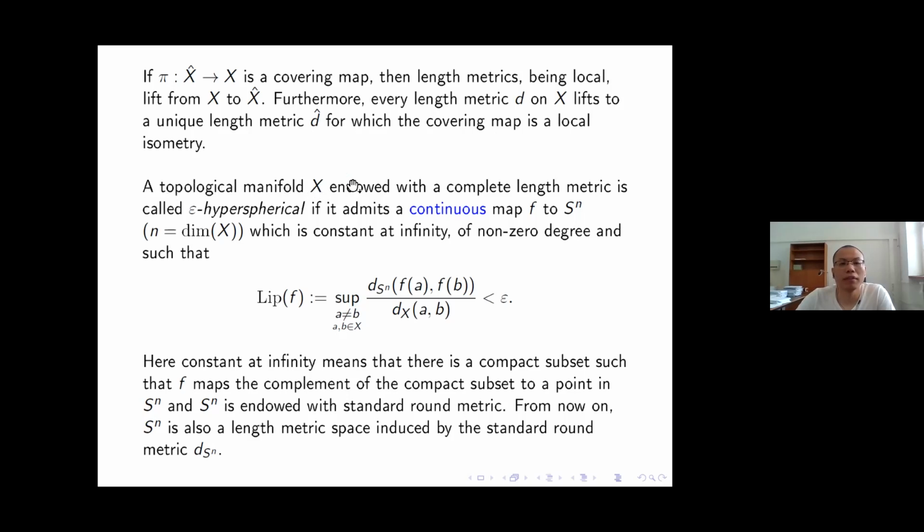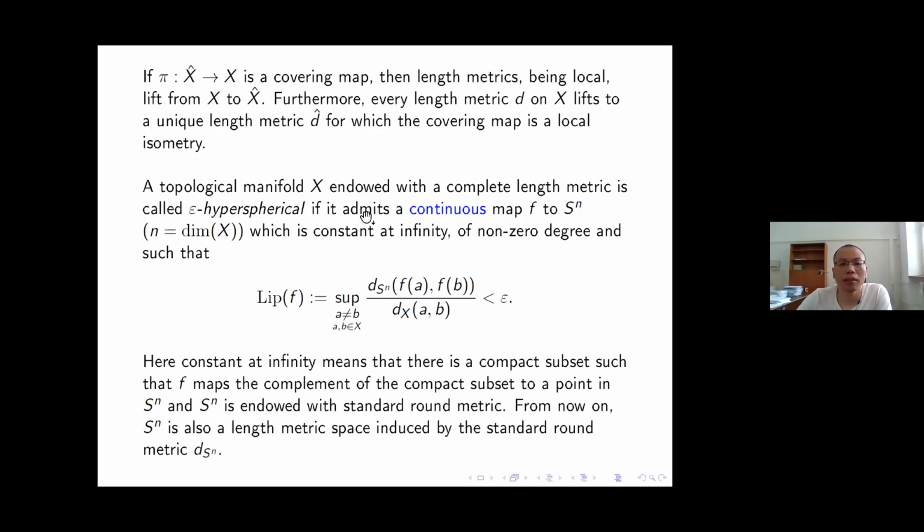A topological manifold endowed with a complete length metric is called epsilon-hypersphere if it admits a continuous map F to Sn, which is constant at infinity and of non-zero degree, and such that the Lipschitz constant is smaller than epsilon. Here, constant at infinity means that there is a compact subset such that F maps the complement of the compact subset to a point in Sn. And in this talk, our Sn is endowed with the standard round metric.